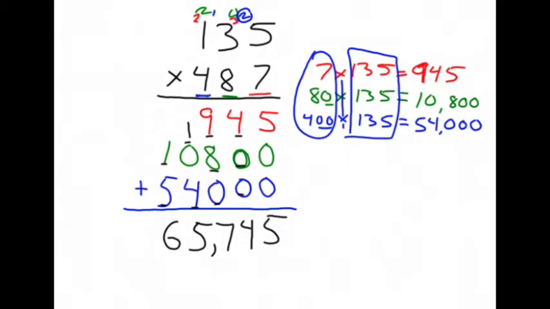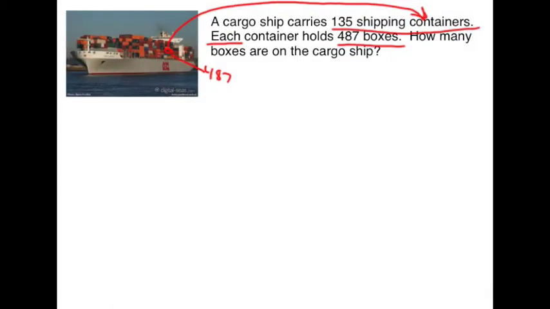Okay? Now I want to take you into another form of multiplication. It's called lattice. So here it comes. So 135 times 487. And actually, I think what I'm going to do is I need to spread that 135 out a little bit. All right. This strategy is called lattice.